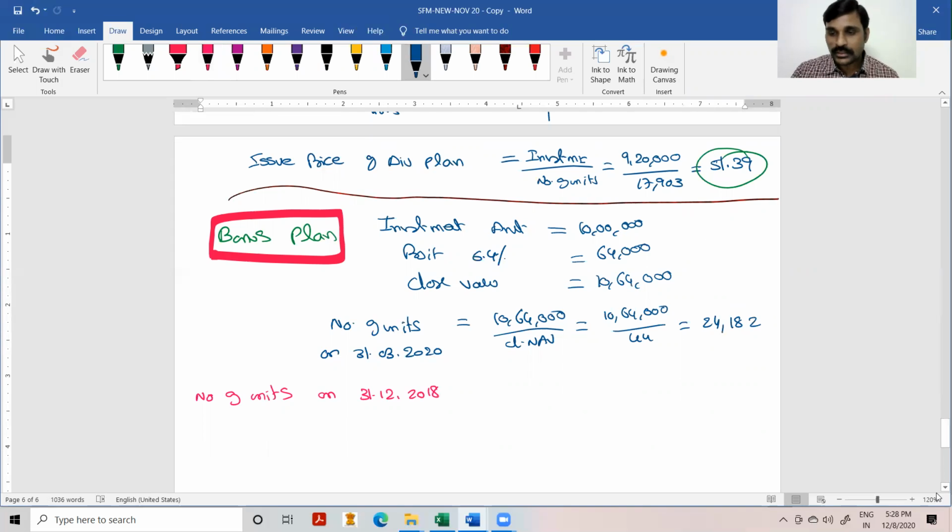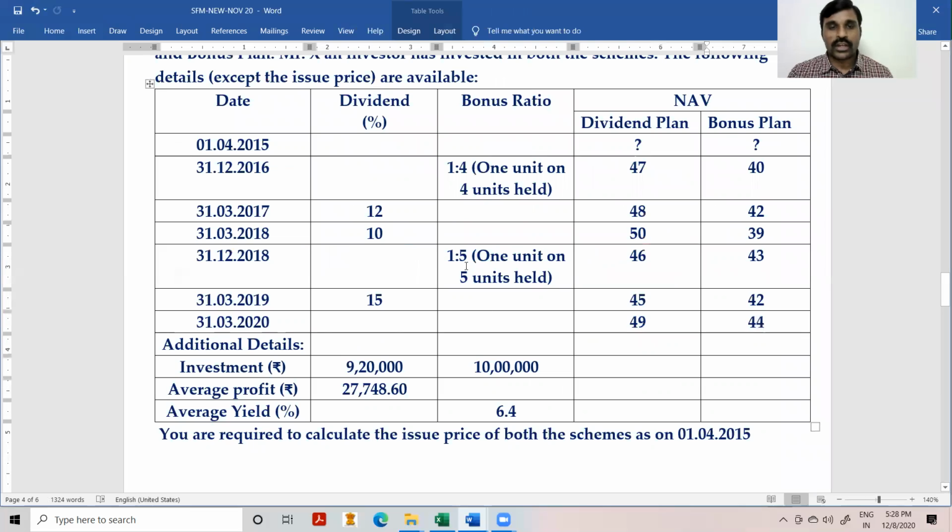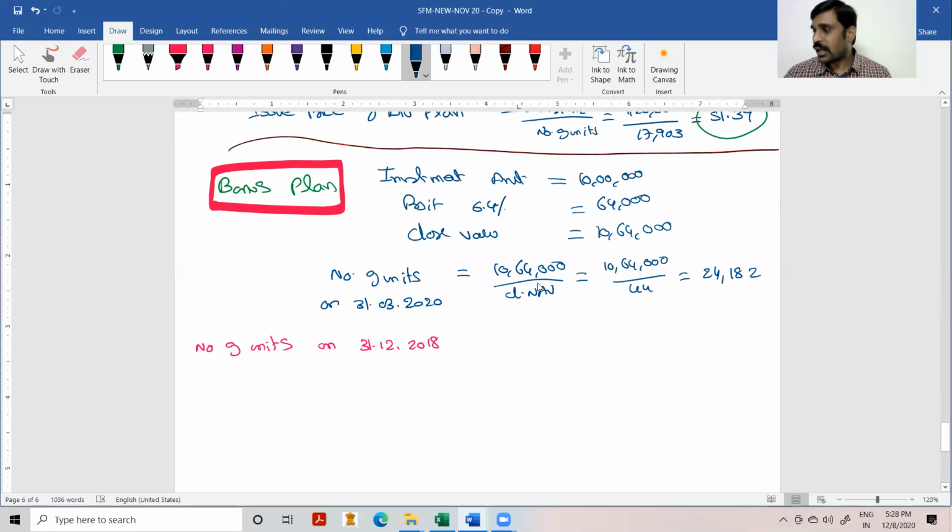Now look at this point here. 24,182. They have given a bonus ratio of 1:5, 1 unit for 5 units. So it will be 6 units, as simple as that: 5 original units plus 1 bonus unit is equal to 6 units. Therefore, 24,182 is 6 units.